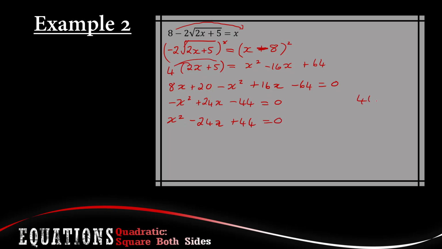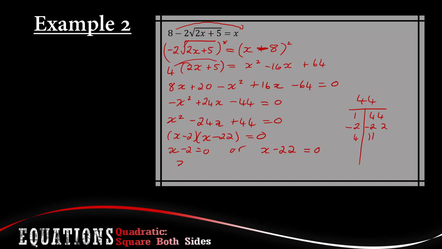So factors of 44 are 1 times 44, 2 times 22, 3 can't go in, 4 times 11, okay, 5 can't go in, 6 can't go in, but if we look at 2 and 22, that could give us negative 24 by saying minus 2 minus 22. So we're going to say (x minus 2)(x minus 22) equals 0. Okay, so x minus 2 is equal to 0, or x minus 22 is equal to 0. So x is equal to 2, or x is equal to 22.